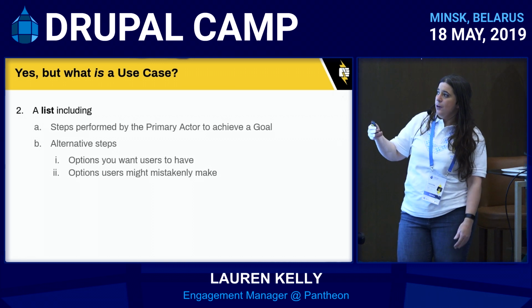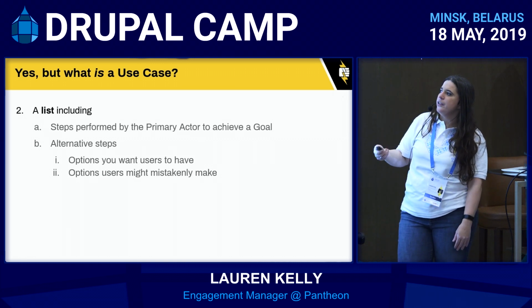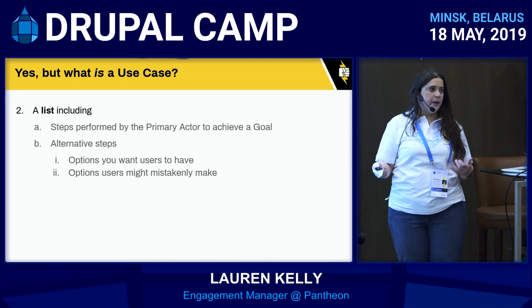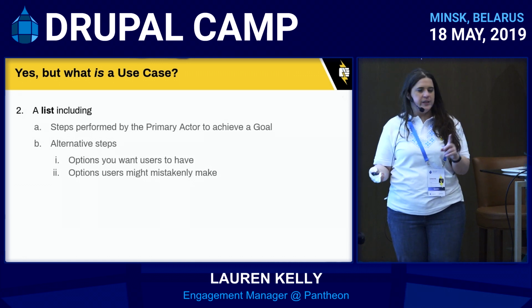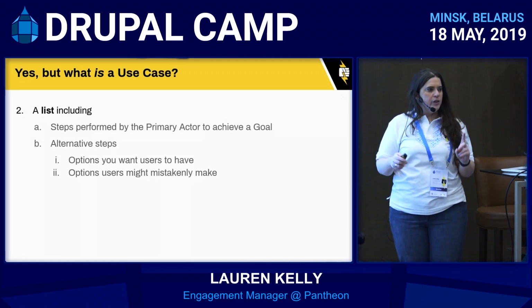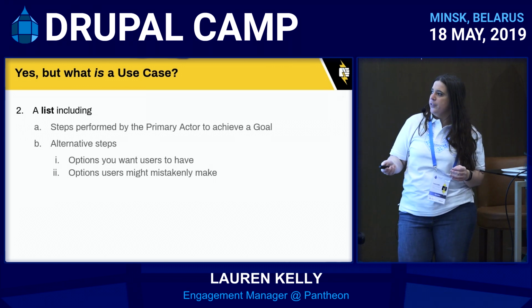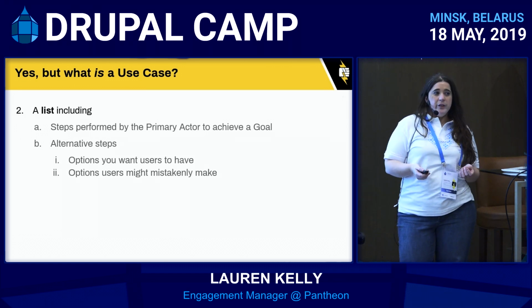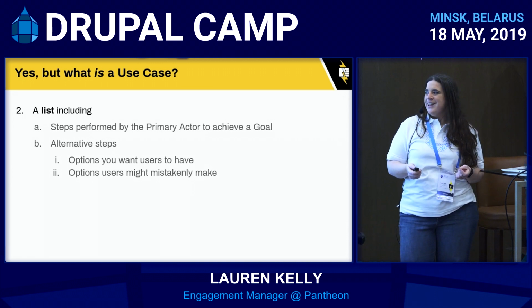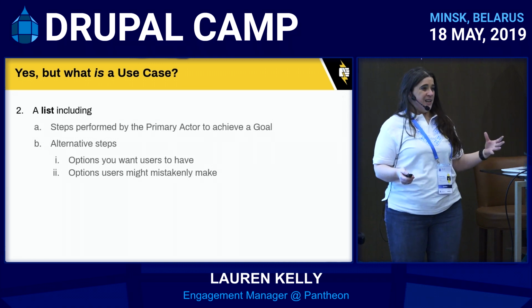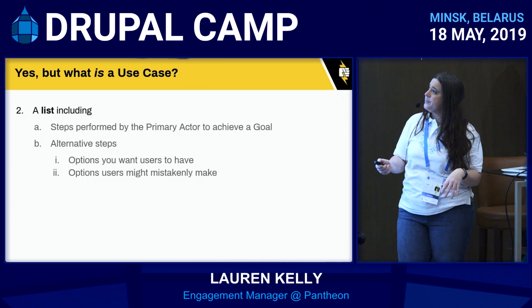The next step, oftentimes, is a list that includes the steps performed by, we're going to pick one actor, the steps performed by the primary actor to achieve a goal. And then we're also going to make sure that we include the alternative steps, options you want users to have, and options that users might make by mistake, which is important.